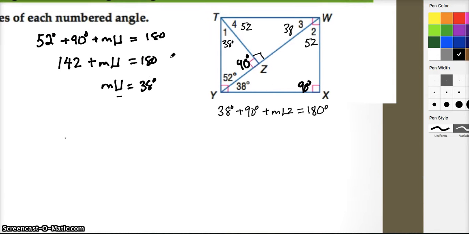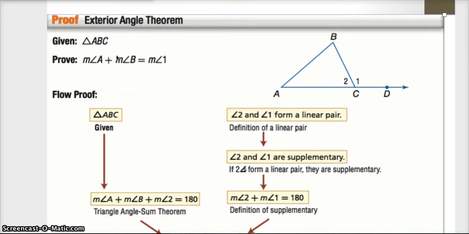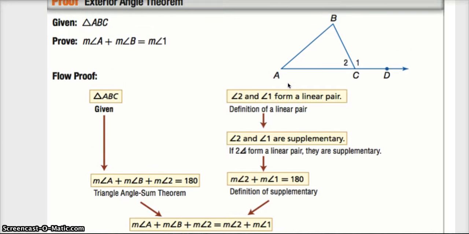All right, so now that we've looked at this example, I hope that this makes the assignments easier, and I'm going to take a look at a flow proof for you. I pulled this directly from your textbook, and I did ask you guys to read it in the first part of this video. This is the exterior angle proof. Remember, if you pull an exterior angle, it's equal to the two remote interior angles. Anyway, here's what a flow proof looks like.